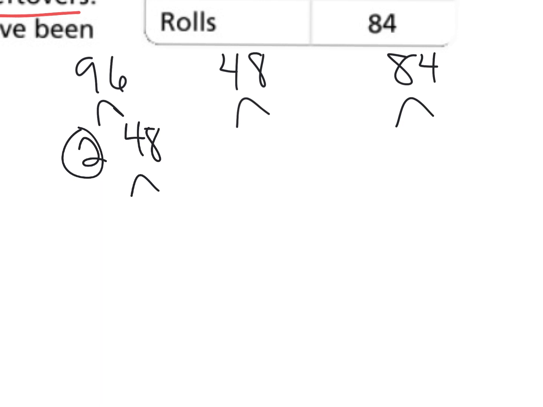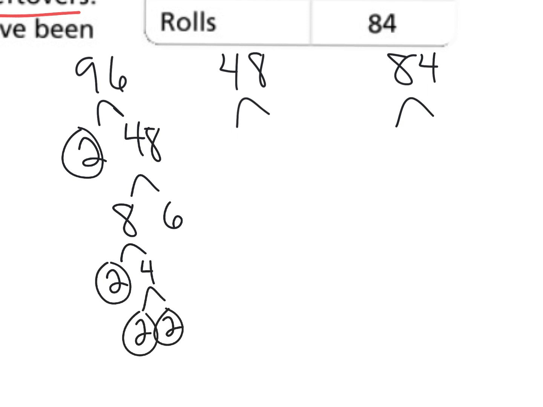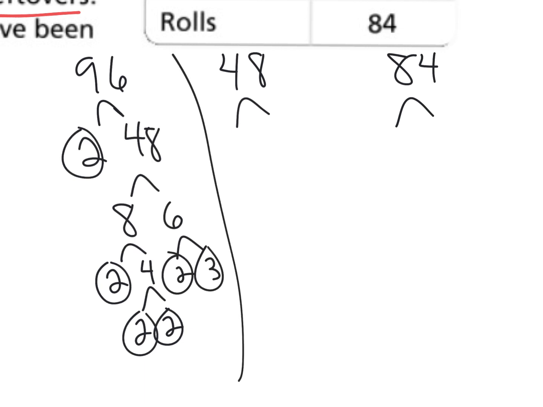So the 48 we could break down as 8 times 6. And then we could continue. 8 is 2 times 4. 4 is 2 times 2. 6 is 2 times 3. Okay? Make sure you come back.